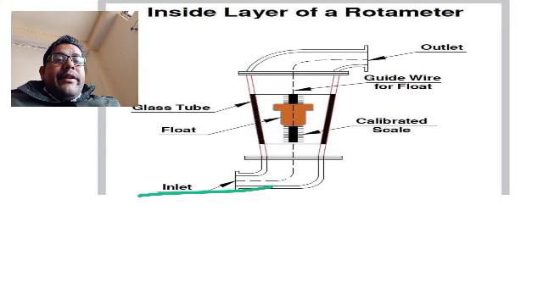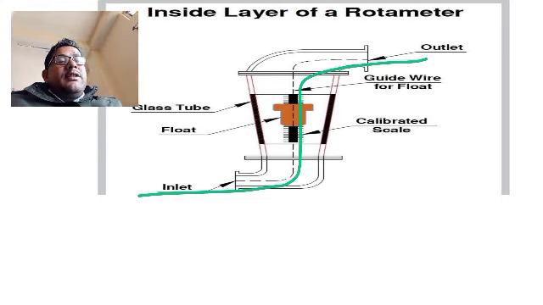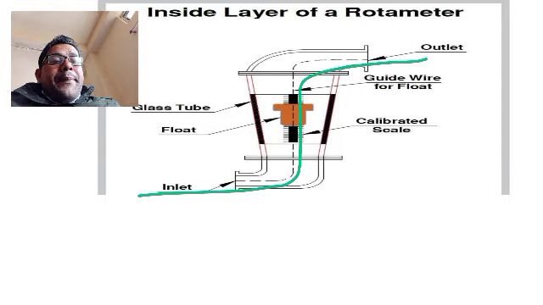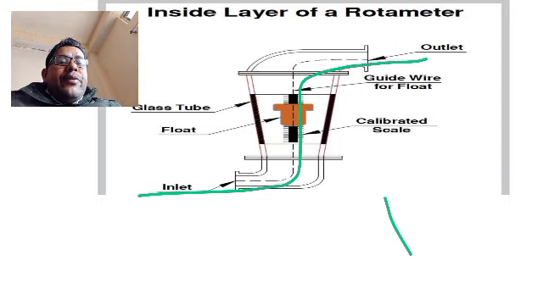Fluid flows from here and goes out like this. So this is direct contact. This is what the rotameter looks like. This is the tube. The tube is tapered, meaning the outside area is larger compared to the inside. This is the float.